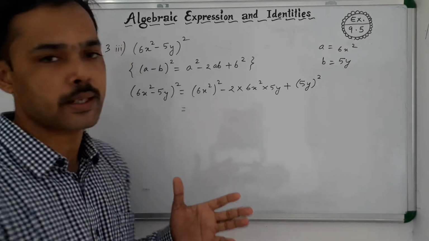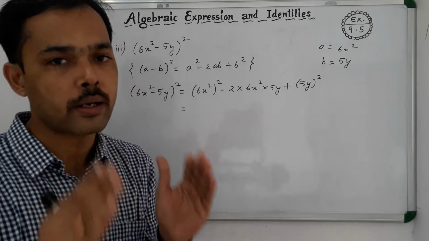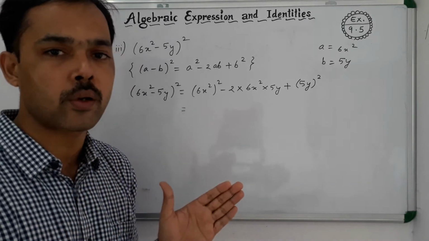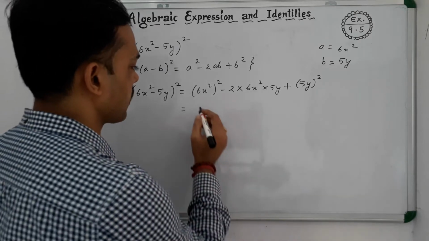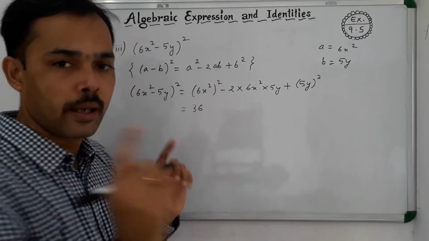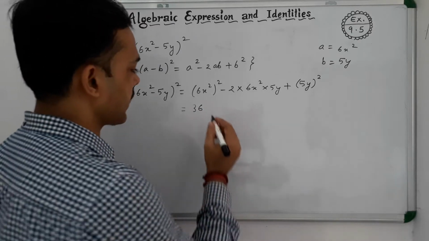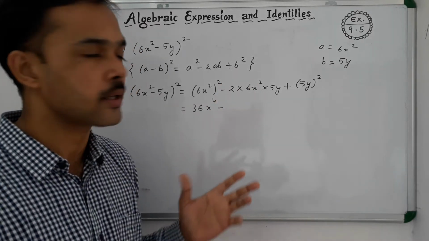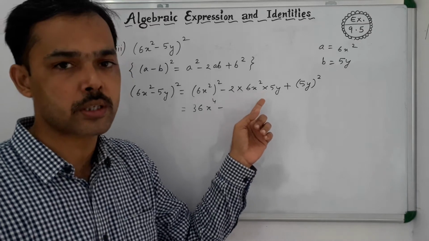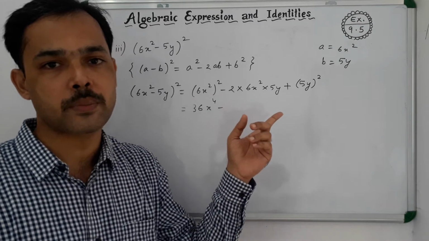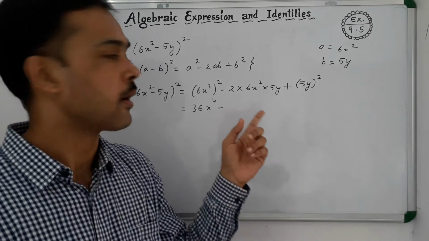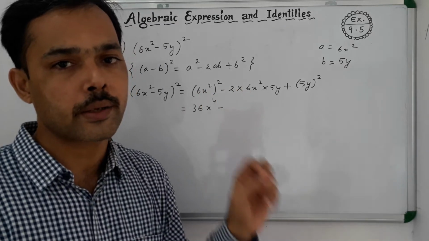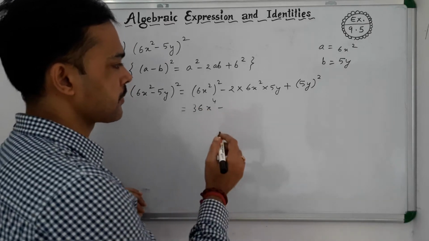Then (6x²)² means 6x² into 6x². First you will multiply constant by constant. 6 into 6 will be 36. x² into x² will be x⁴, minus. Why minus? Because these two are positive, and you know that whenever same sign gets multiplied it is positive, but this one is negative. Different signs getting multiplied gives you negative, that is why it is minus.